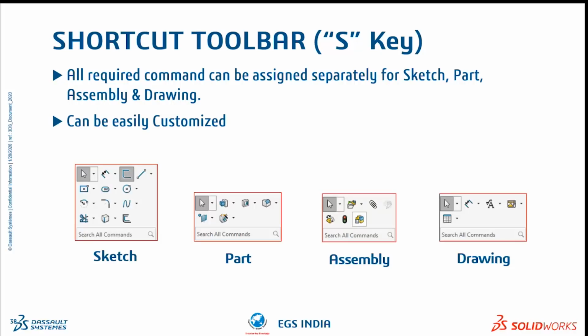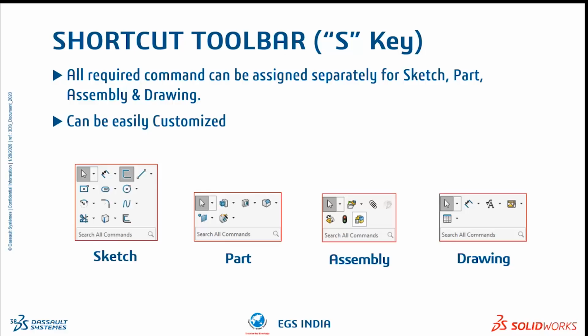Next is the shortcut toolbar. The shortcut toolbar also works similarly to the context toolbar. A toolbar will work when you are selecting a face or edges in that component, and then a pop-up will show. Our shortcut toolbar works when you press the S shortcut key on the keyboard. The shortcut toolbar pop-up appears, which is also similar based on the sketch, part, assembly, and drawing.